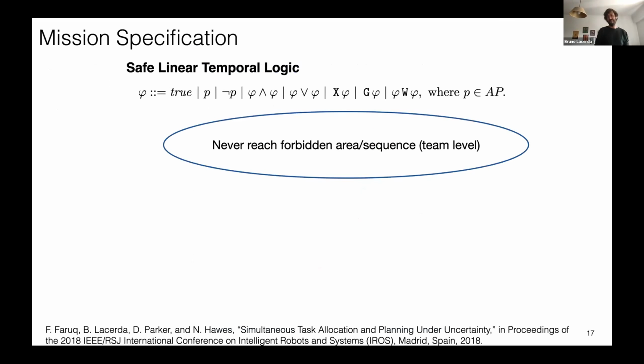Okay, so this is a quick overview of what these things look like. Now, how do we specify the mission? It's a bit richer than what I had in that slide, which was just visiting. In fact, we use temporal logics to specify things. I won't get into details of how temporal logics work. I just want to quickly say that we use the safe fragment of linear temporal logic to define the safety constraints. And these will be constraints at the team level that may ensure that no member of the team will ever go to a forbidden area or execute a sequence of actions that is considered dangerous.